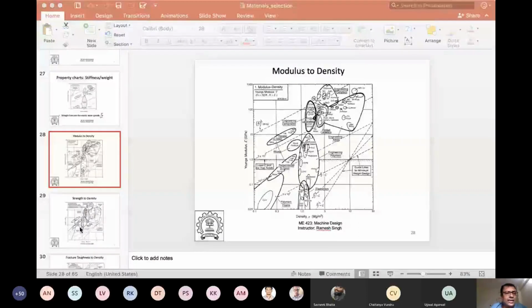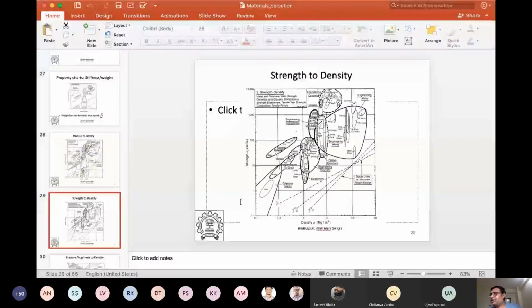And then same thing I can do with strength to density. I can do strength to density, right? So strength to density, if I see these engineering alloys, so these engineering alloys have very high strength to weight ratios. But again, if you see ceramics are again, let me just go back to this.